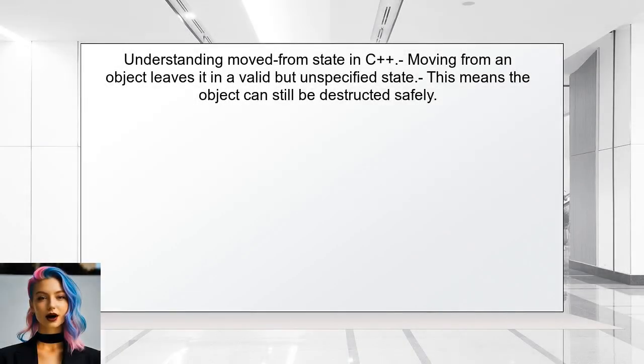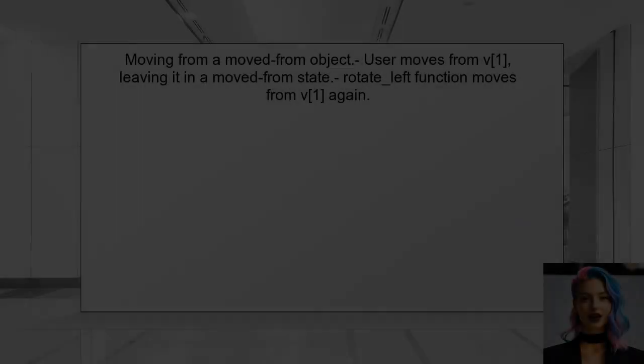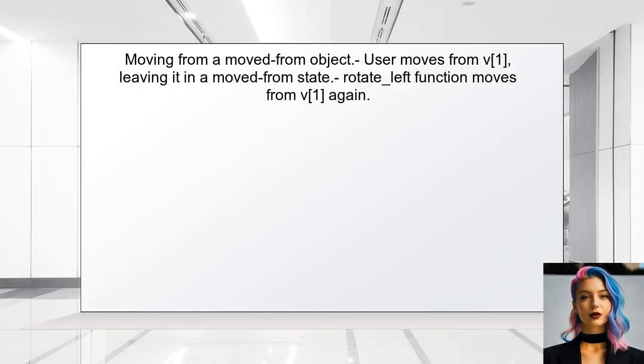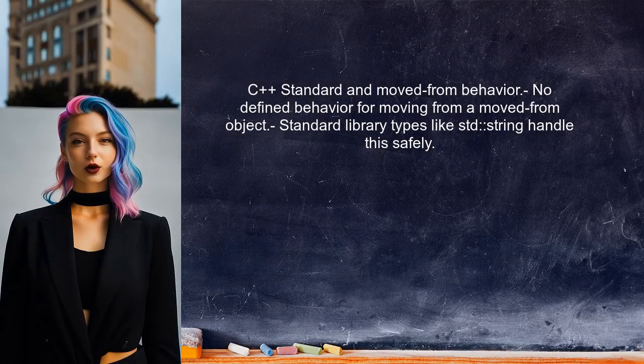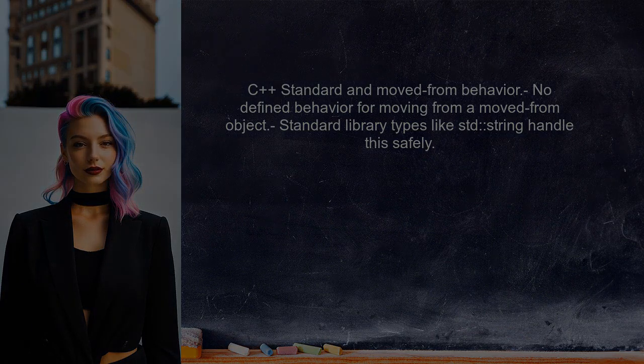To address the user's question about the behavior of the rotate left function, we first need to clarify what happens when an object is moved from. In C++, moving from an object leaves it in a valid but unspecified state. Next, when the user moves from the second element of the vector, that element is now in a moved-from state. The rotate left function then attempts to move from this moved-from object again. The key point here is that the C++ standard does not define the behavior of moving from a moved-from object. However, for standard library types like std::string, this operation is generally safe.